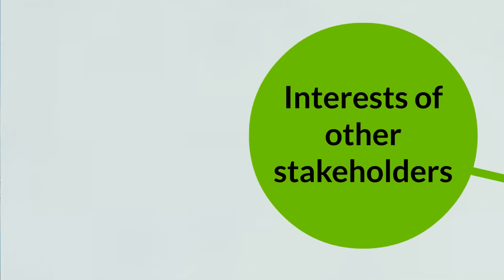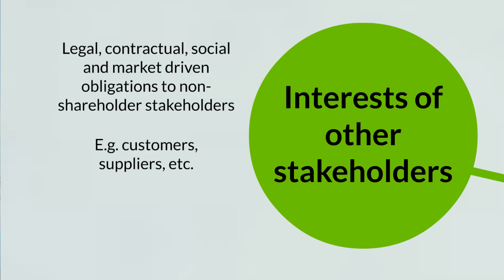Okay, the next principle is the interests of other stakeholders. Now, we noted, didn't we, in our definition of corporate governance, that the shareholders' rights are generally considered the most important, but the interests of other stakeholders are really important, and organizations should recognize that they have a legal, contractual, social, and market-driven obligation to other stakeholders, non-shareholder stakeholders. And we've already gone through the list of stakeholders, haven't we? From suppliers to customers to local communities.